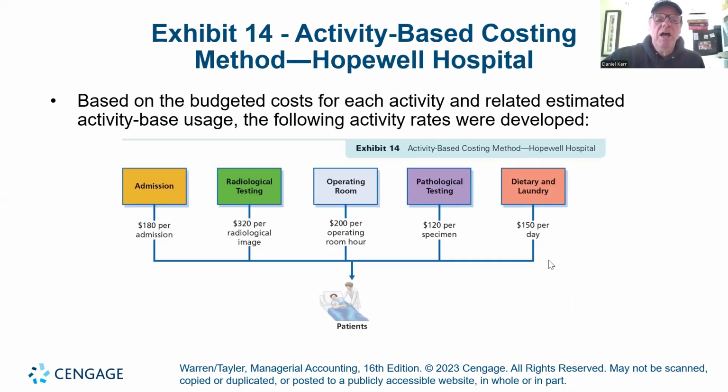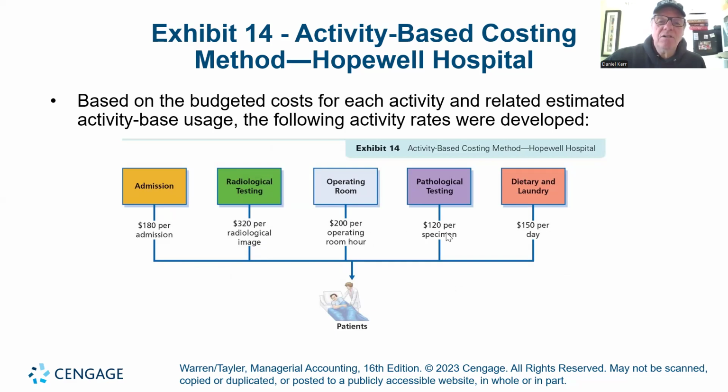For a hospital here, they've already calculated the rates for us. They took the total admission cost and divided by the number of admissions they estimated they were going to have for the period, and they came up with a rate of $180 per admission. For radiological, they took the total estimated cost of X-rays divided by the number of X-rays, and they came up with $320 per X-ray. For the operating room, the total overhead cost divided by the estimated hours in the operating room came to $200 per operating room hour.